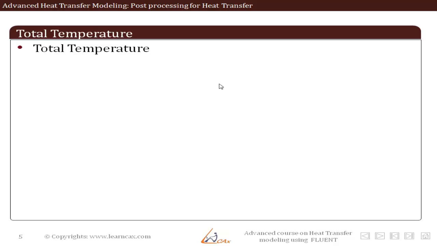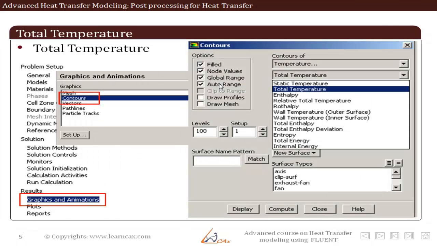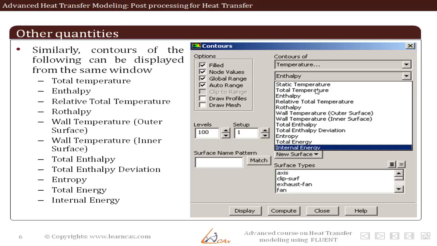Let us see how to plot total temperature. The method is same. We have to go to Graphics and Animations, click on Contours, the Contours panel opens up, and within temperature, the sub field that we are going to select is total temperature. Total temperature is important in compressible cases where it differs from the static temperature. Those are the two important quantities that we saw which can be plotted using the Contours option.